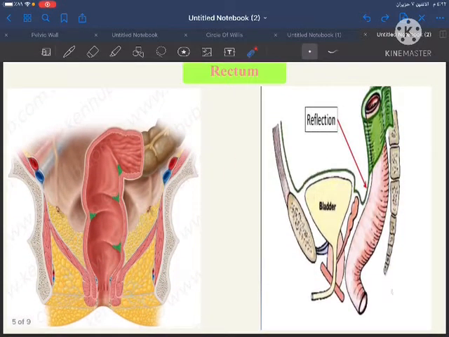Rectum. This structure begins as a continuation of the sigmoid colon, located in the pelvic cavity, with a length of 13 centimeters. It pierces the pelvic diaphragm and continues as the anal canal. The first part of the rectum is an intraperitoneal structure, while the second and last part of the rectum is considered retroperitoneal or extraperitoneal.